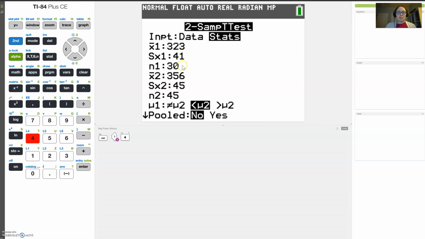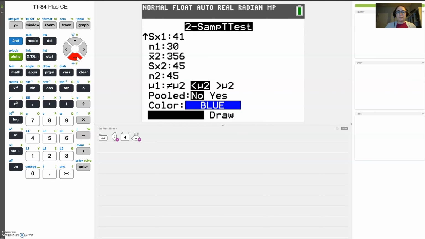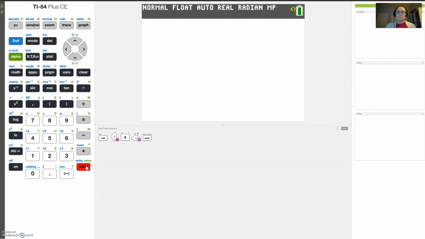All my information, I've already plugged it into the calculator. My alternative hypothesis is that mu1 is less than mu2, so I leave that highlighted. And I am not pooling the data since the variances are not equal. And then I'm just going to calculate.